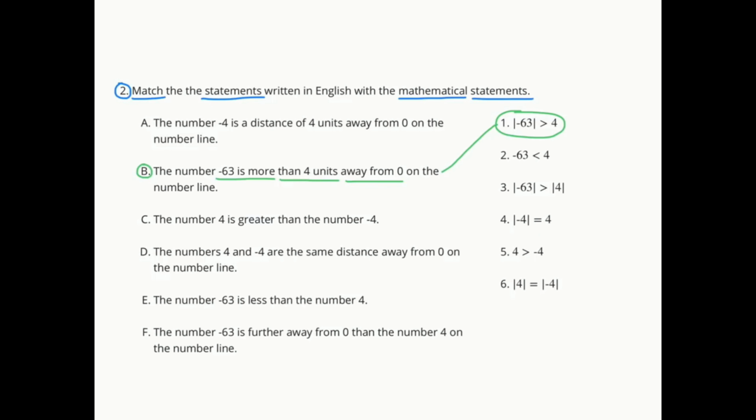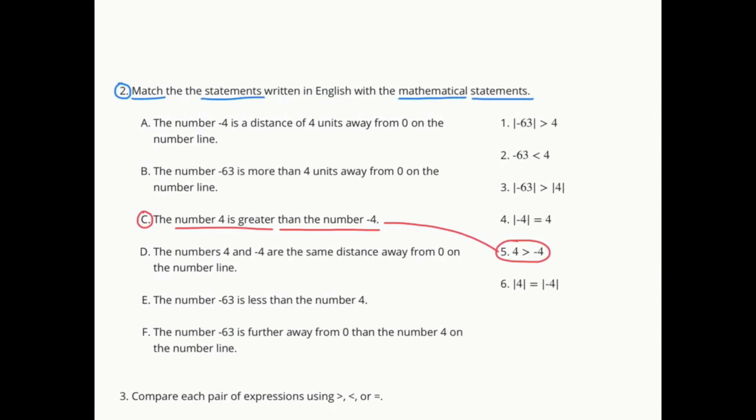B. The number -63 is more than 4 units away from 0 on the number line. That would match with number 1. The absolute value of -63 is greater than 4, because the absolute value of -63 is 63.